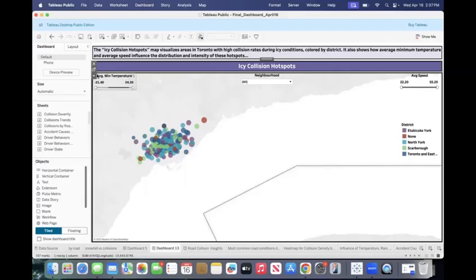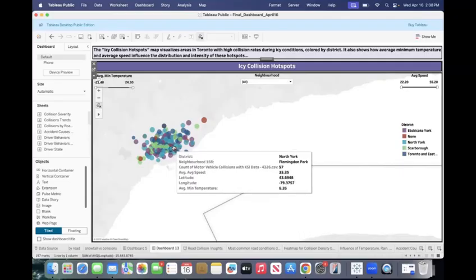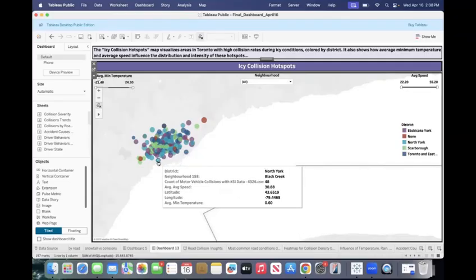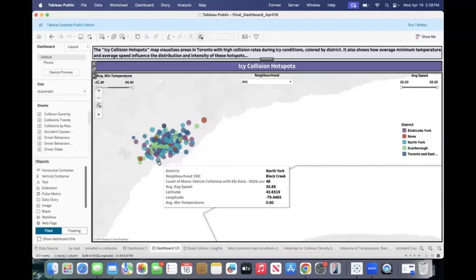The two filters here are average minimum temperature and average speed. These both allow us to explore how these environmental factors influence the accidents. The map indicates that the clusters of icy collisions tend to occur in the zones with lower temperature, moderate to high speeds, particularly in downtown Toronto, as you can see, and the surrounding areas. This spatial view can help city planners prioritize safety efforts and alert drivers in these high-risk neighborhoods during the freezing periods.